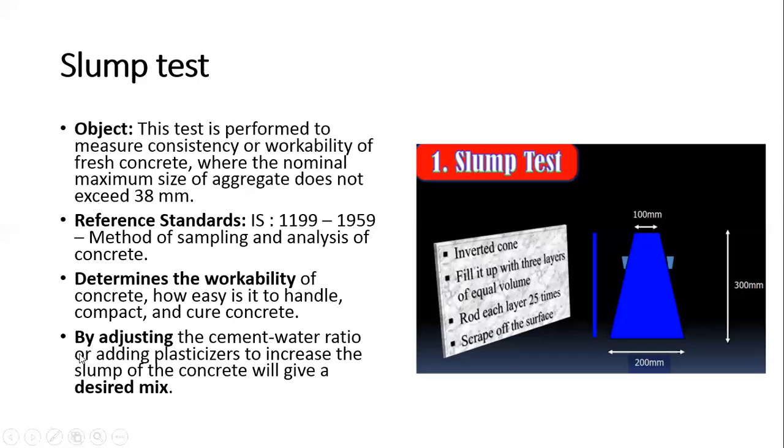Now, by adjusting the cement water ratio or by adding a plasticizer to increase the slump of the concrete, you will get the desired mix. So if you see that the concrete workability is not obtained, then in that case you should opt for a certain plasticizer to modify the properties of the concrete.